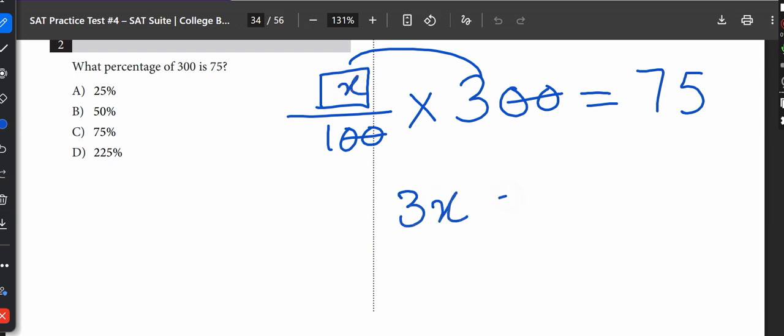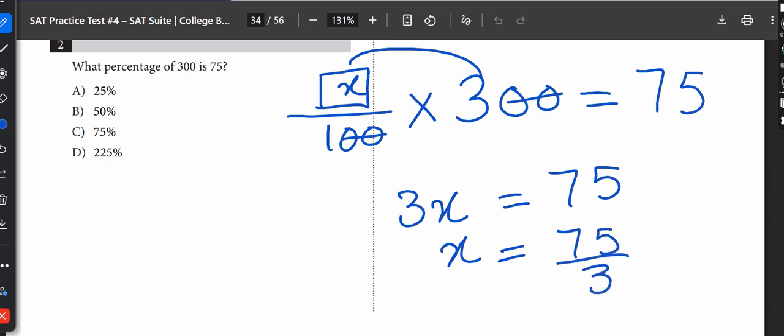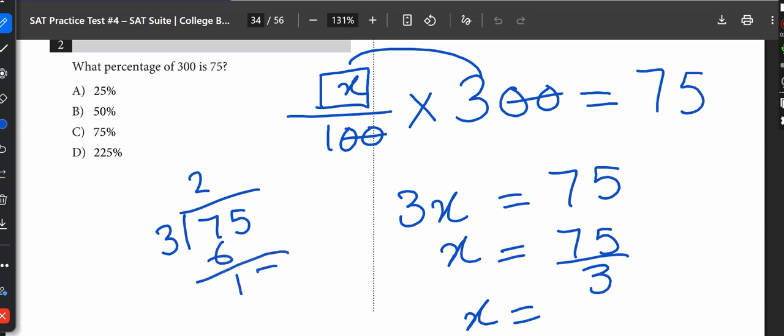I can use x. 3x is equal to 75, and when this 3 goes to the other side, it will divide 75. It will be 75 divided by 3, so x is equal to 75 divided by 3, which is 25. It means it is 25%. What percent of 300 is 75? 25% of 300 is 75.